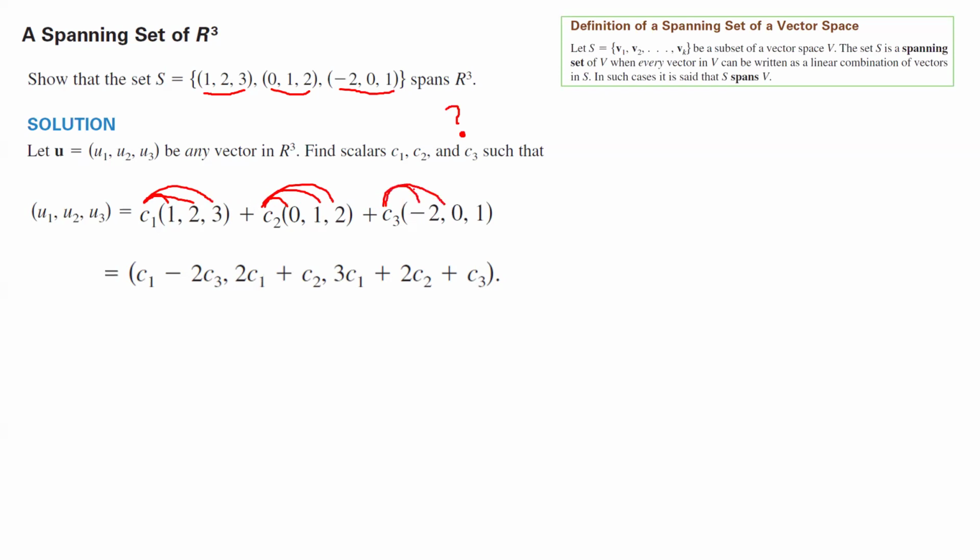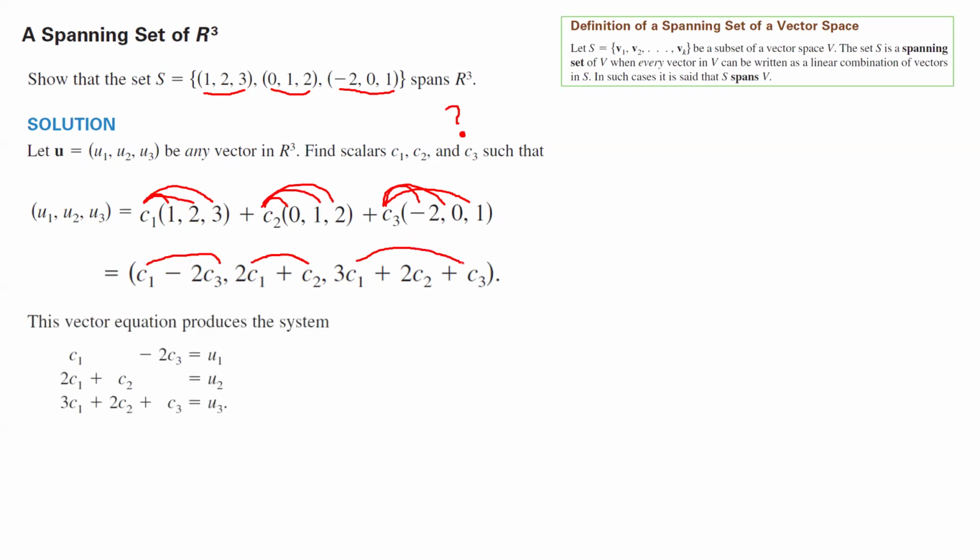It shouldn't be that difficult for you. You should feel absolutely comfortable about these operations. So c1 plus 0 minus 2c3 becomes the very first element here. And then 2c1 plus c2 plus 0 becomes the second component. And finally, 3c1 plus 2c2 plus c3 is the last component that you have here. Here we go. Let us form the system of equations.